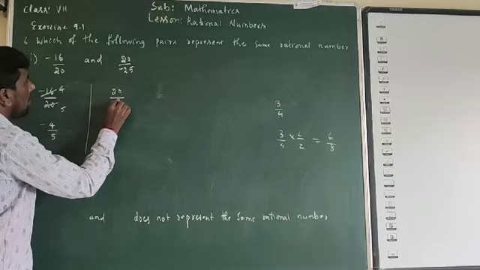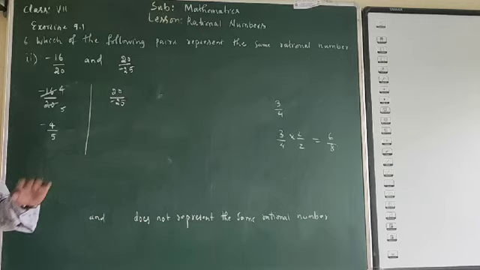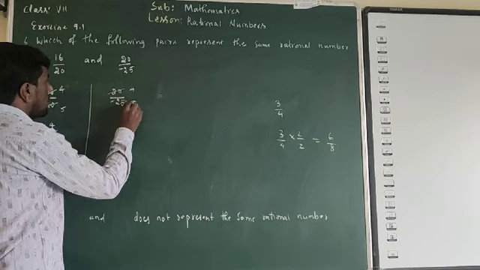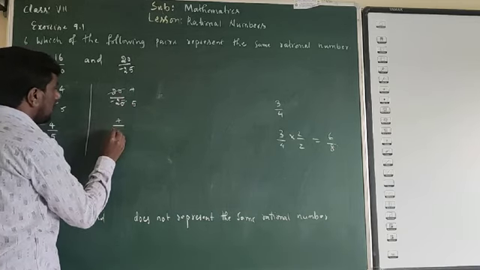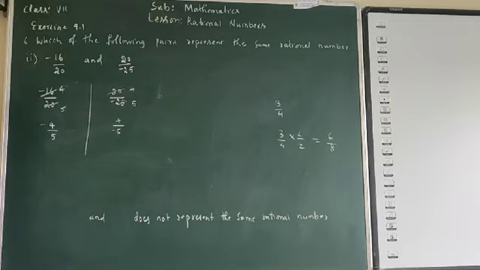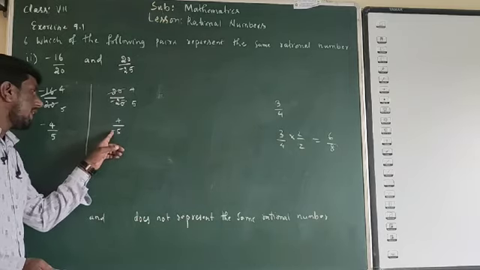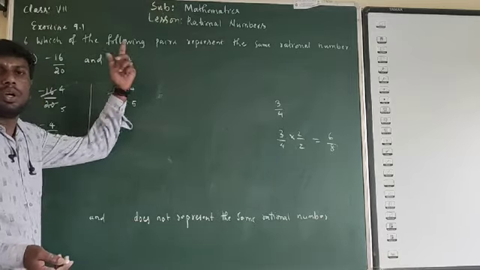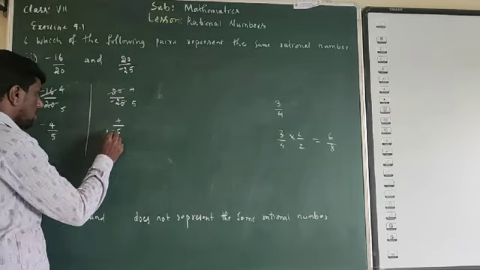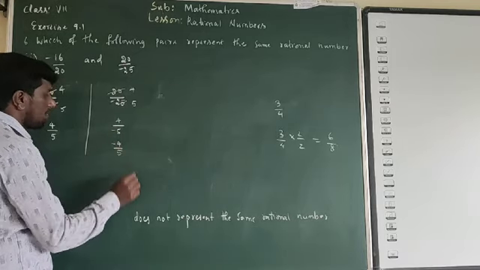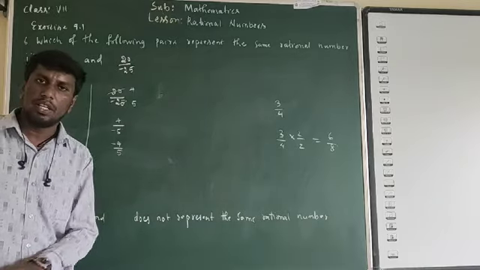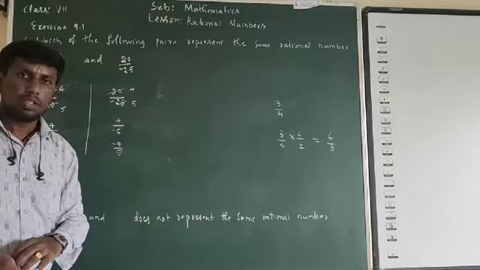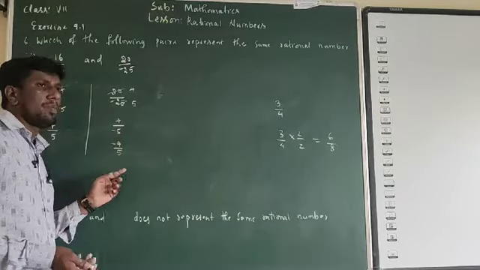20 by minus 25. So both the numbers are divisible by 5, right? 5 4s are 20, 5 5s are 25. What is remaining? 4 by minus 5. So this negative sign I can shift into the numerator from the denominator. So this can be written as minus 4 by 5. If the negative sign is there in the denominator and there is no sign in the numerator, that negative sign you can shift into the numerator. Okay. So 4 by minus 5 or minus 4 by 5, both are same now.